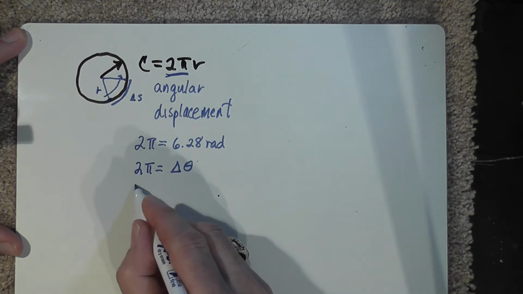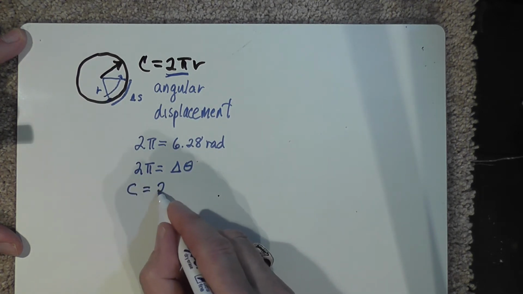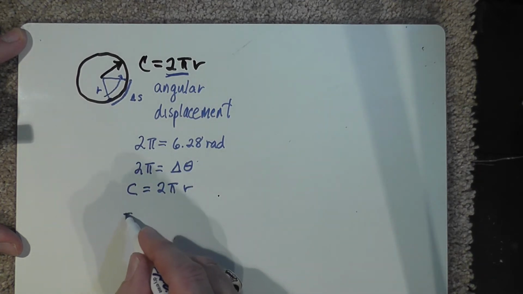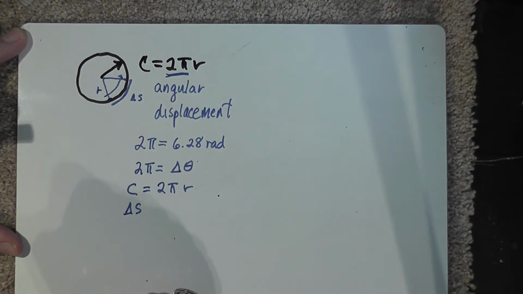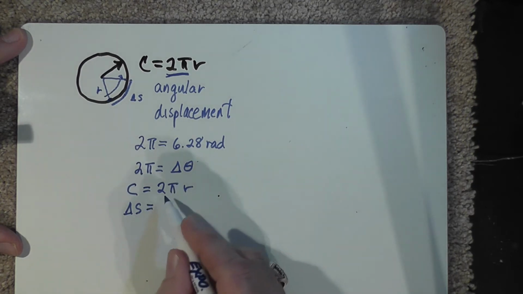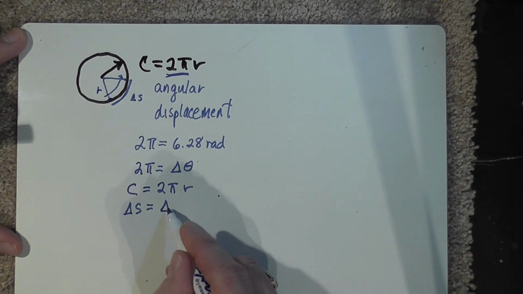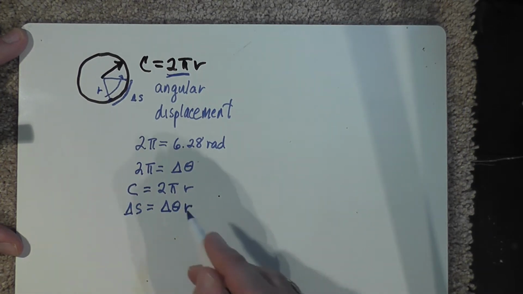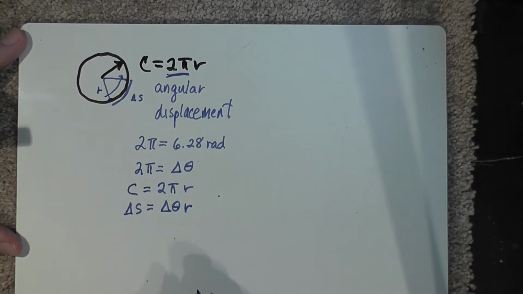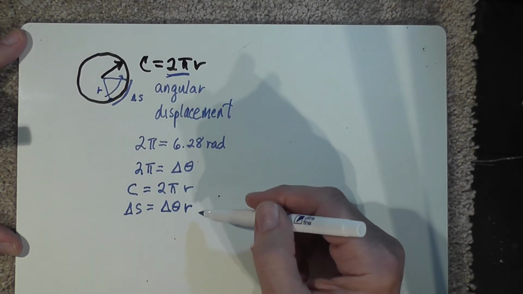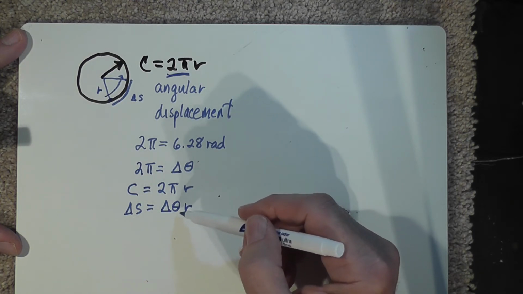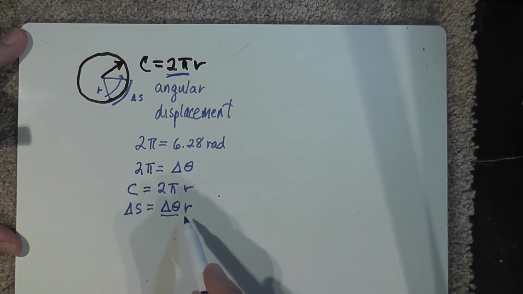So let's compare. C equals 2 pi r. The C now becomes delta S equals 2 pi, which is delta theta, and then of course R. And so this is one of our circular motion equations, where the arc length is equal to the angular displacement times the radius of the circle.